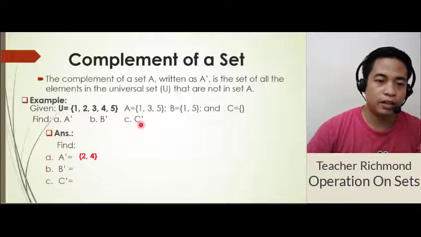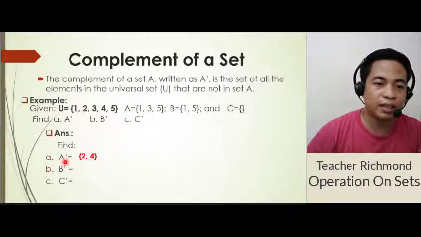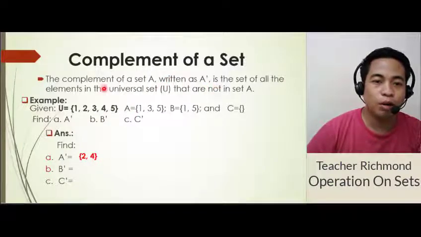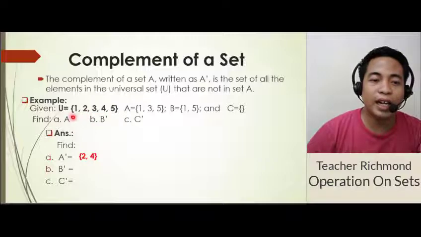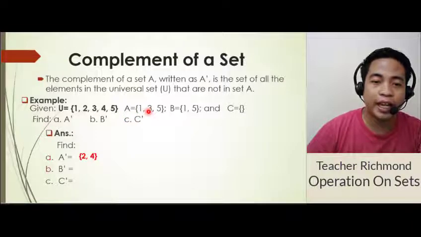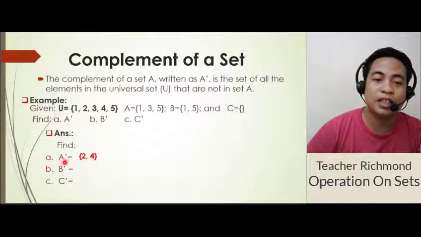So find the answer. We have complement of set A. Why did we get 2 and 4? Because by definition, complement of set A is the set of all elements in the universal set that are not in set A. So look at this one. You will just look at set A and the universal set. What are the elements in the universal set that are not present in set A? And if you get those elements, those are the complement of set A.